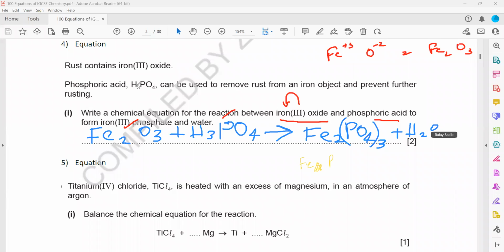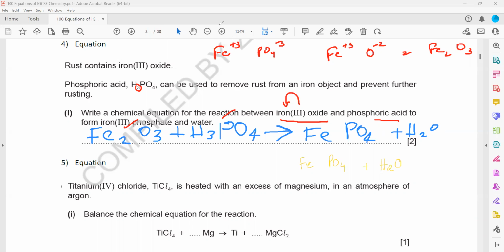And what is the valency of the phosphate? The valency of phosphate is 3. So if it forms iron(III) phosphate, what is the formula for iron(III) phosphate? Iron is +3 and phosphate is PO4 with a charge of -3. If the two valencies are the same, then we don't have to cross multiply. So the formula for iron(III) phosphate will be FePO4 only. And then because the acid is reacting with a metal oxide, it will form salt and water.